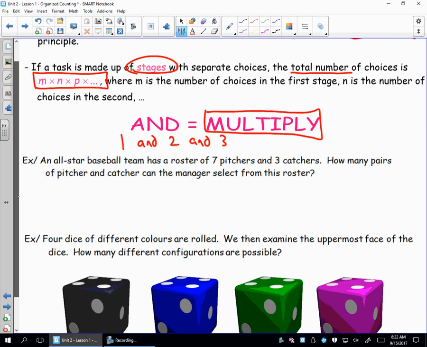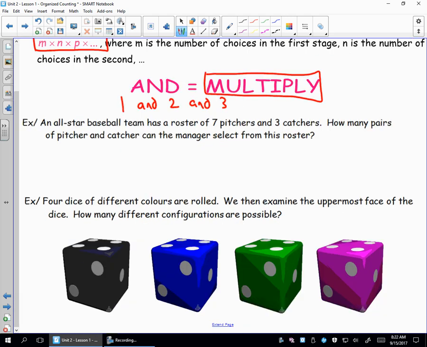So let's try some examples here. We have an all-star baseball team. They have a roster of 7 pitchers and 3 catchers. How many pairs of pitcher and catcher can the manager select from this roster? So what do we need? We need a catcher and we need a pitcher, and we have 2 stages. How many choices do we have at each stage? Well, we have 3 catchers to choose from and 7 pitchers. And I notice I said the word "and." Well, "and" means multiply. So we have 21 different combinations.